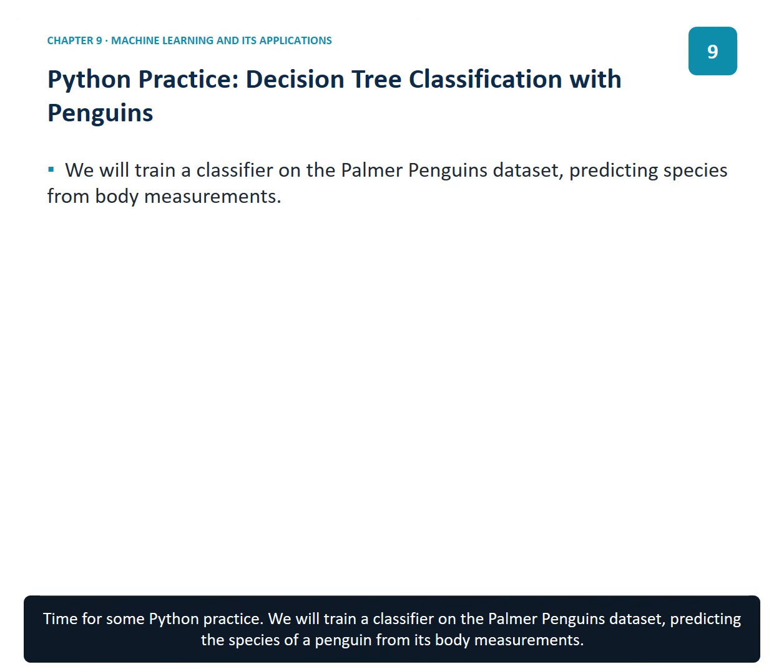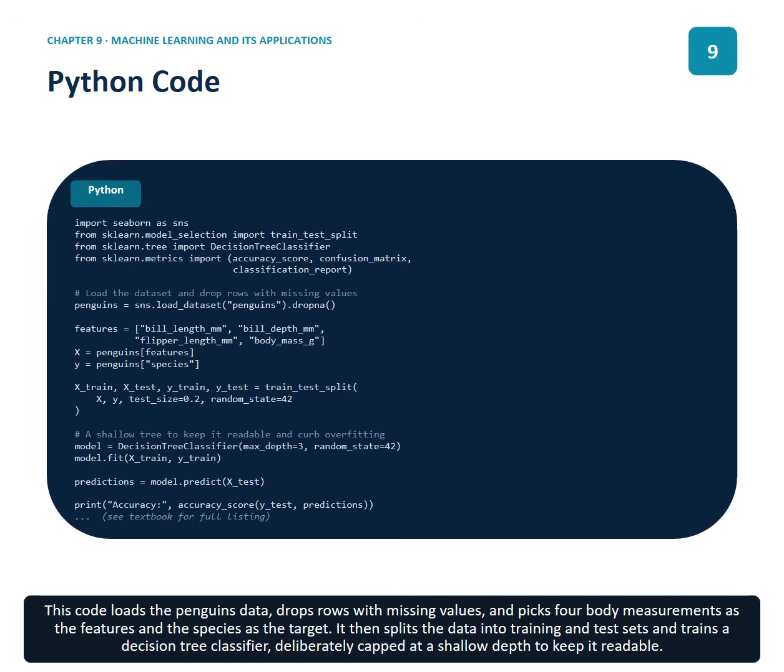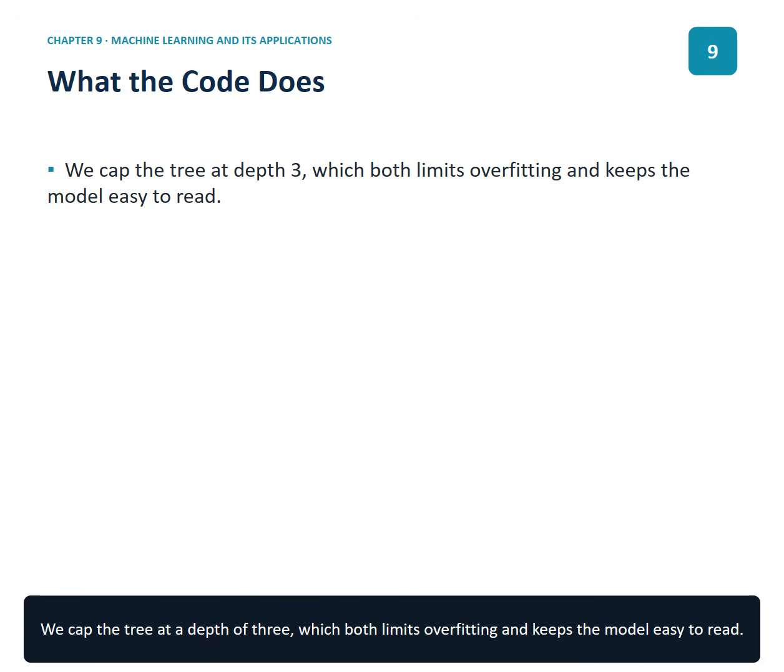Time for some Python practice. We will train a classifier on the Palmer penguins dataset, predicting the species of a penguin from its body measurements. This code loads the penguins data, drops rows with missing values, and picks 4 body measurements as the features and the species as the target. It then splits the data into training and test sets and trains a decision tree classifier, deliberately capped at a shallow depth to keep it readable. We cap the tree at a depth of 3, which both limits overfitting and keeps the model easy to read.